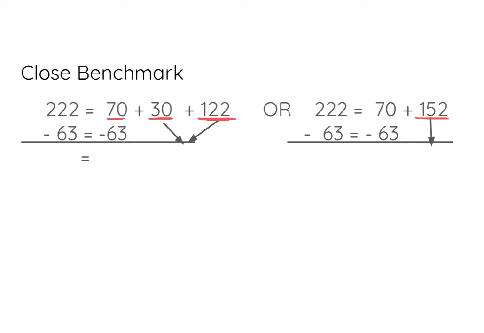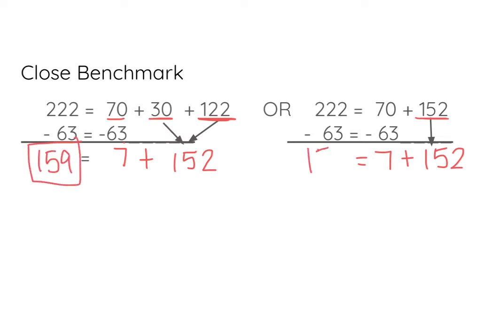63, if we add a 7, gets us to 70. And then we add that 152. Notice it's exactly the same as this over here. So we add 152 plus 7 and get 159.